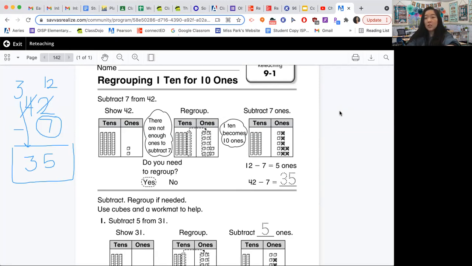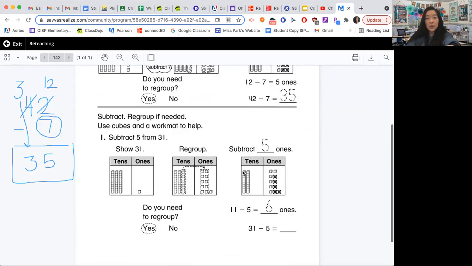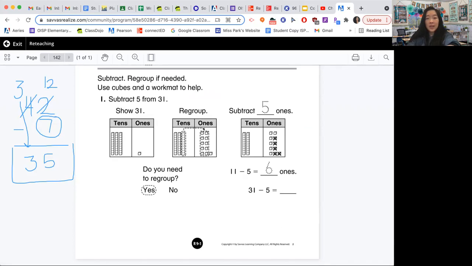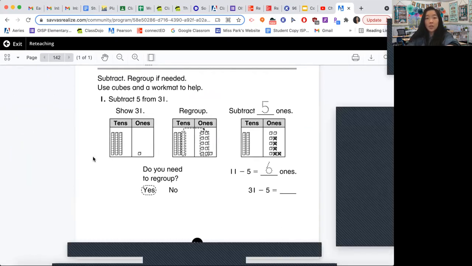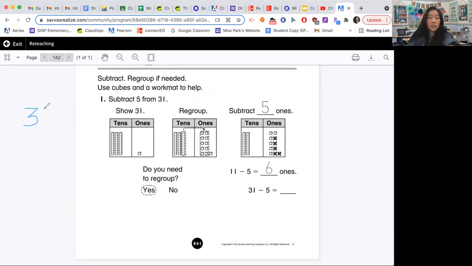All right, let's keep going. Next one, ready? It says, subtract 5 from 31. Show 31. So they have 31 here. Do you need to regroup? Well, let's find out. So I am going to write this number sentence. 31 minus 5.